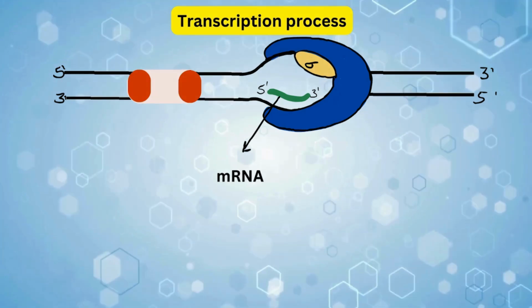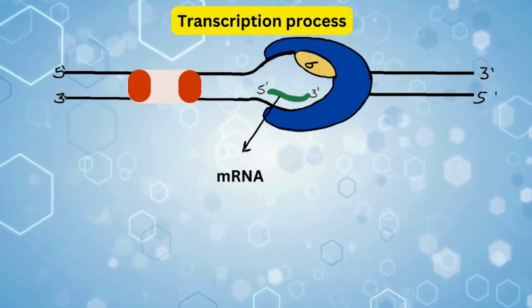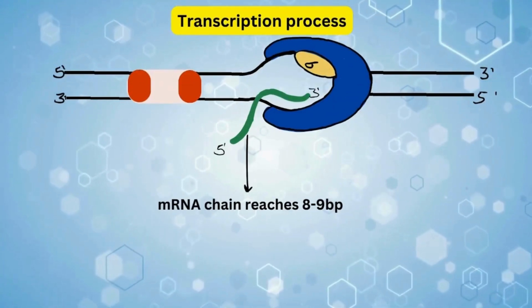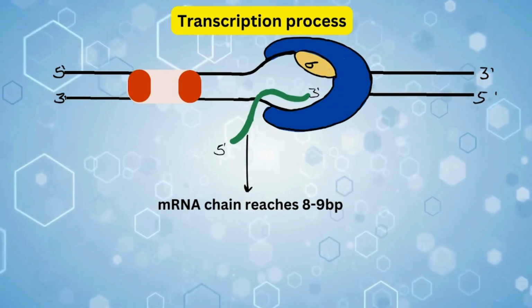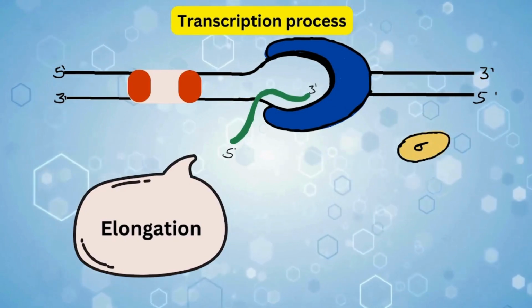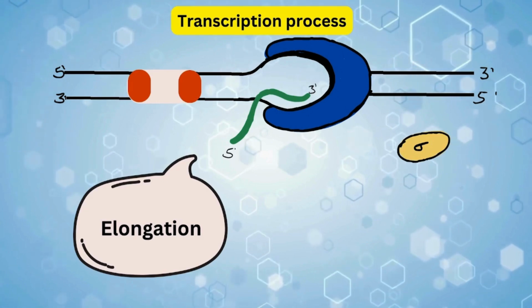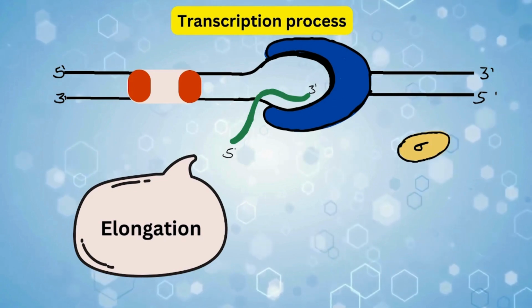Now, a transcription bubble is formed in which the two strands of the DNA are separated and a small stretch of mRNA is synthesized using the template strand of the DNA. The transcription process is governed by the principle of complementarity. Now, when this mRNA chain reaches 8 to 9 base pairs, the sigma factor of the RNA polymerase is released and the other subunits of the RNA polymerase, that is beta and beta prime, start adding the incoming nucleotides to the mRNA chain and this process is known as elongation.